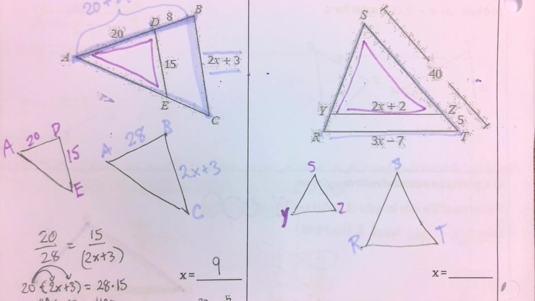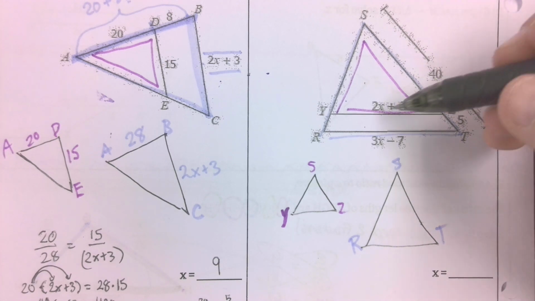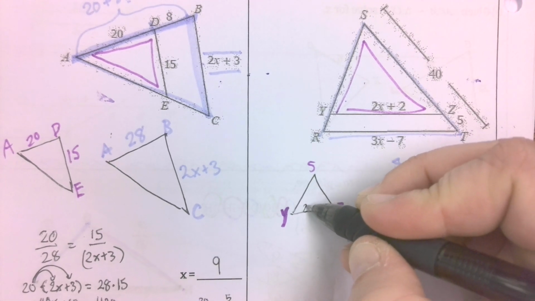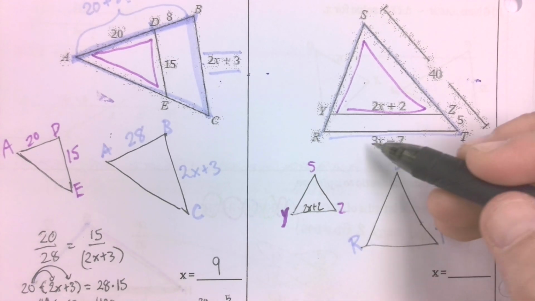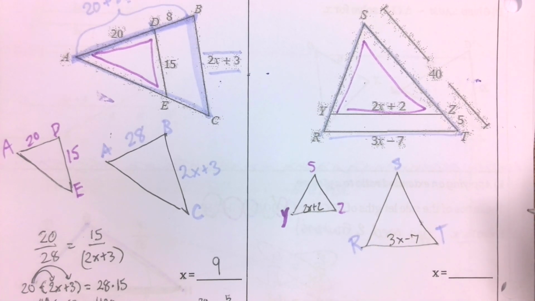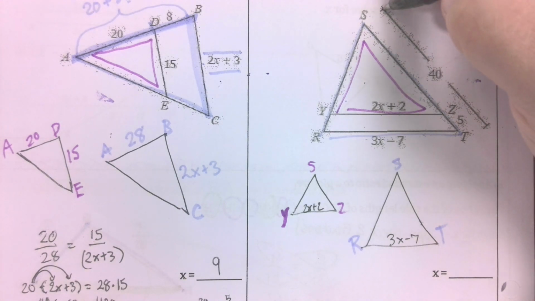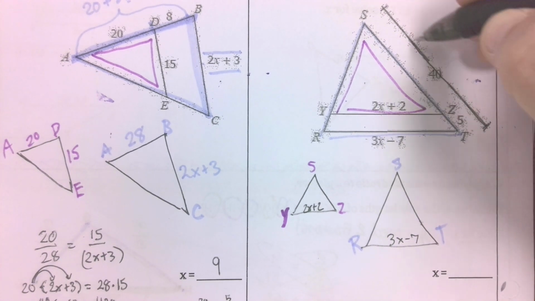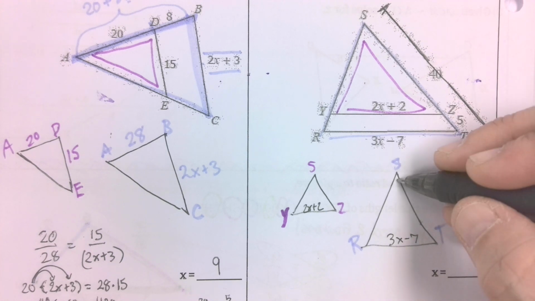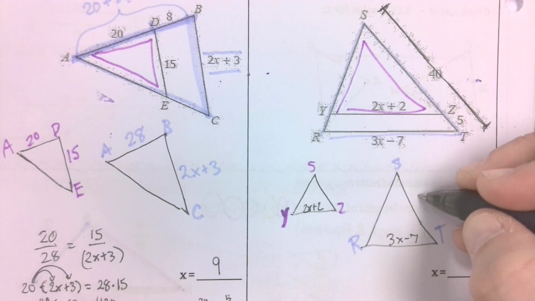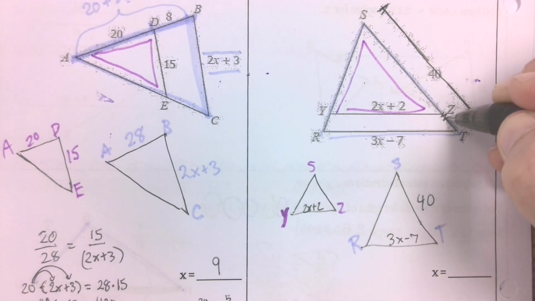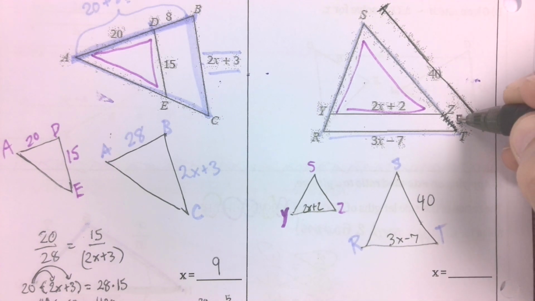Okay, so then we figure out what each of our sides are worth. They gave us the one down here for the pink triangle. This is 2x plus 2. And they gave us this one as 3x minus 7. Now here, this whole thing is 40. Okay, so I know that this long side from S to T is 40. So I know what this one is, but this time I don't know the small one. What I do know is that this little small part is 5.